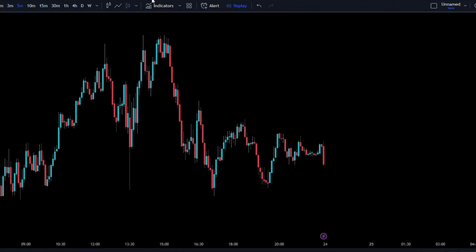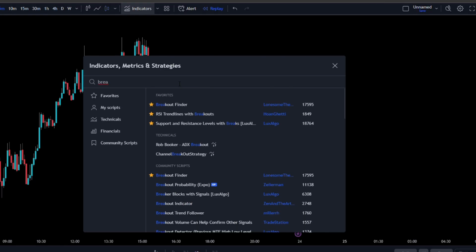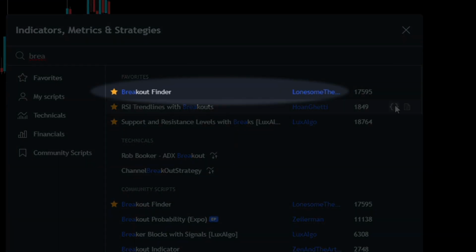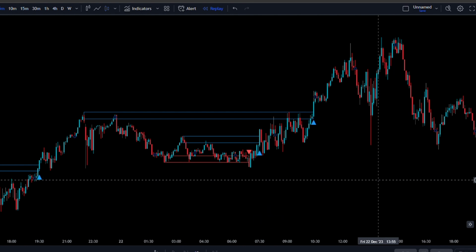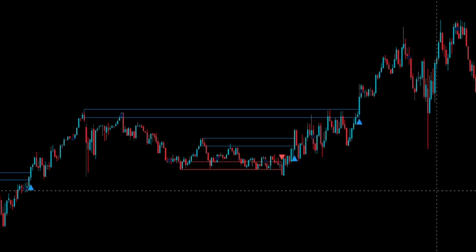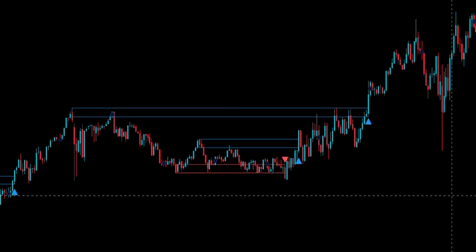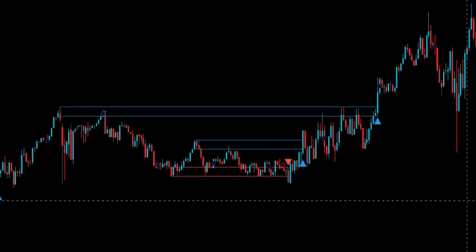So let's go to the indicators tab, and for the first indicator, you need to search the breakout finder by this user here. Okay, so once loaded, it's going to look like this, and for this indicator, we're going to be leaving it at default because it already comes pre-assembled as we need to use it. This indicator will be used to find support and resistance, and it will mark it up for you with a rule that price has to have 2 touches to be a valid support or resistance.